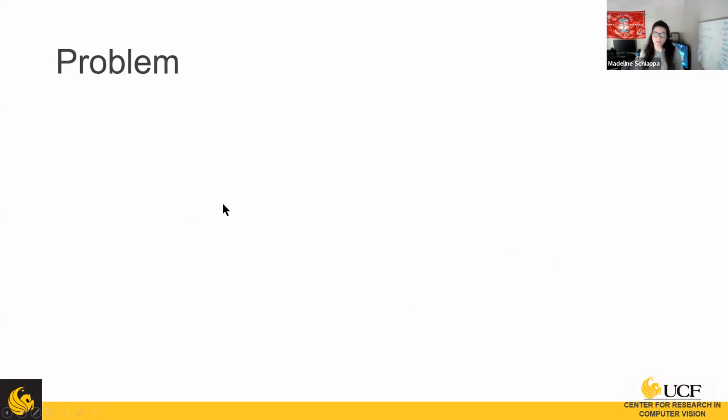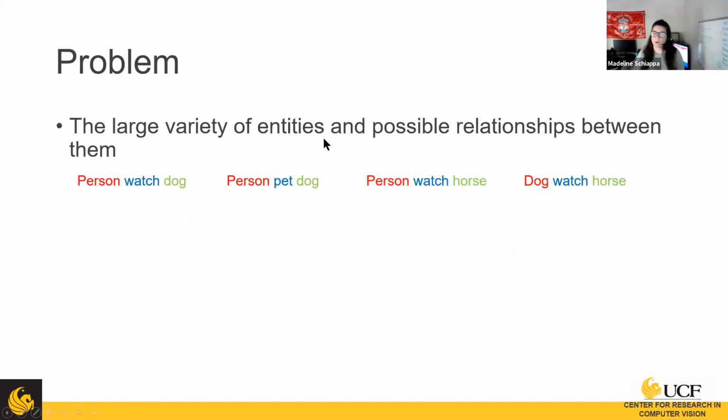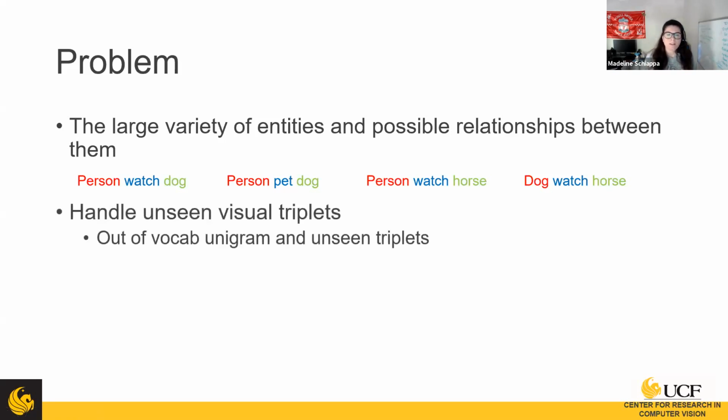So the main problem with this kind of research is there's such a large variety of entities and possible relationships between them. For example, if we just look at the relationship between a person and a dog, there's already two examples, person watch dog, person pet dog, and there's so many more different relationships you can have as well. And then there's also different relationships with just objects and the predicate and the object. So person watch horse or dog watch horse. So as you can see, there's so many different variations. And because of that, it's almost impossible to get all of these relationships annotated in a training data set.